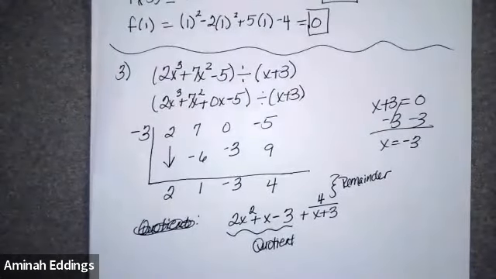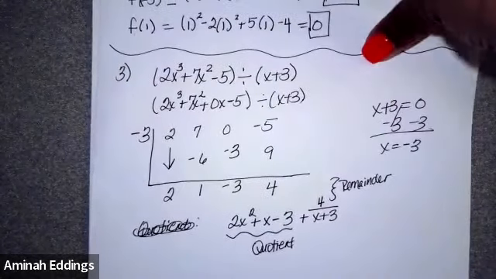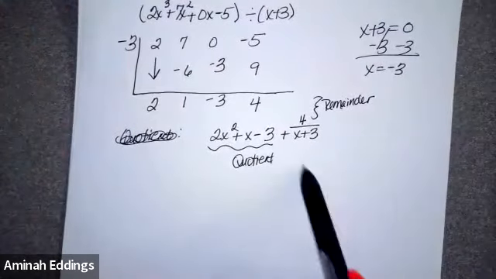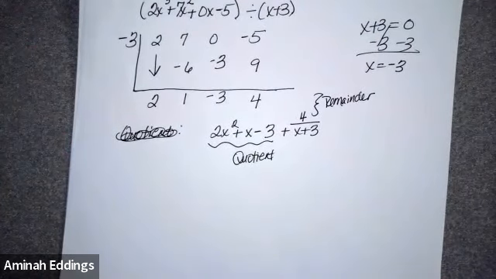All right. Let's see if we all got the same answer. So you should have gotten as your quotient 2x squared plus x minus 3. And your remainder is 4. Okay, questions? All right, good job.